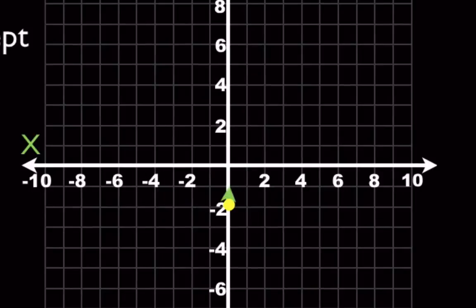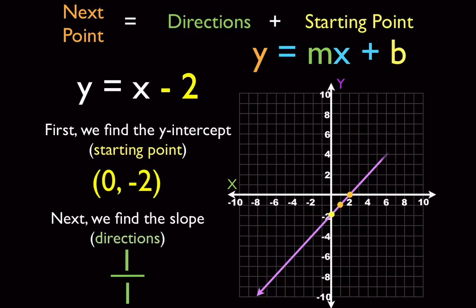So that means I'm going to go up 1, because I always go up, and then to the right 1, because this is a positive x. Doing that one more time yields me 3 points, and I can then make a nice straight line.